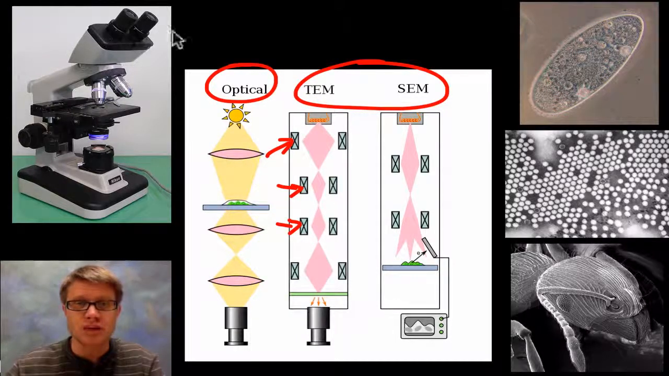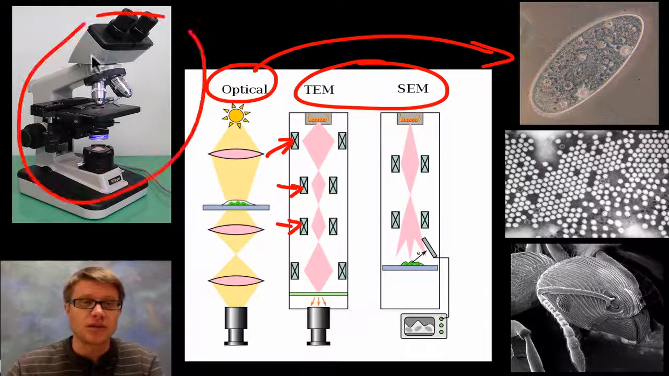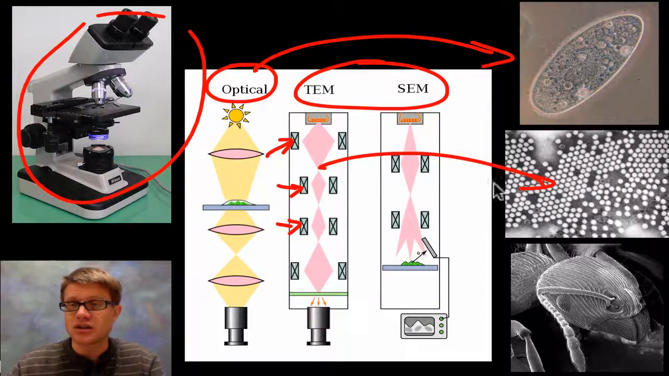So here are some pictures that were taken with these. This would be paramecium with an optical microscope, one that you'd have in a typical biology classroom. These ones are taken by a transmission electron microscope. These are little viruses, or this would be an ant that you're looking at.